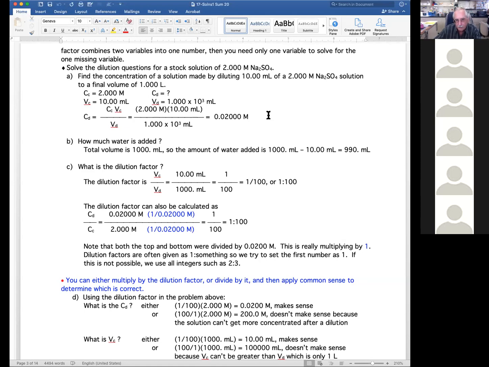How much water was added? Well, the total volume is 1,000. I started off with 10, so I had to add 990 milliliters. And then, what is the dilution factor? We took 10 milliliters and diluted it to a volume of 1,000. That really is the ratio of these two volumes, which is a 1 to 100 dilution factor.